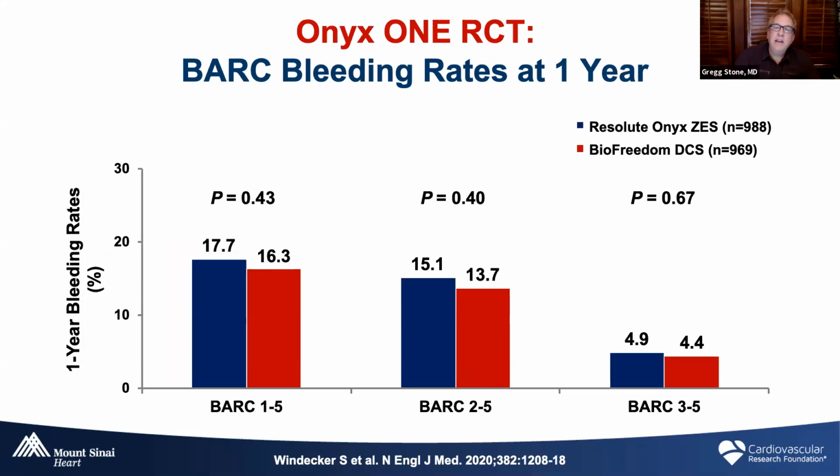And you can see that by the end of the 1 year, 15% had clinically actionable bleeding, and almost 5% had BARC 3 or 5 bleeding. So 3 is major bleeding and 5 is fatal bleeding. And that's despite 1 month DAPT in both groups. And of course, you wouldn't have expected differences, and there weren't differences in this.